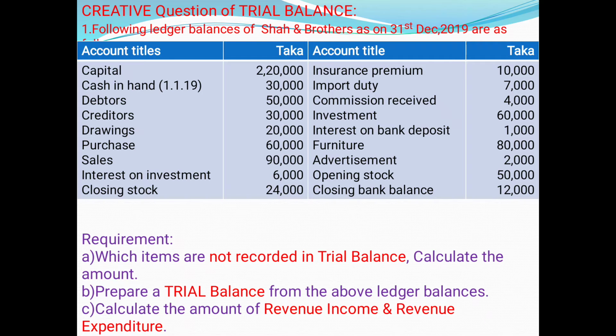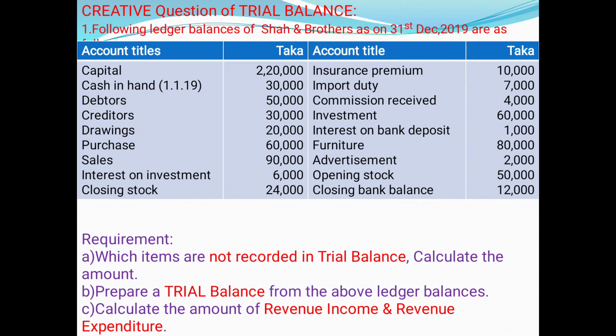At first, you have to write all the information of this system in your accounting practice copy. Creative question of trial balance. Following ledger balances of Shah and Brothers as on 31st December 2019 are as follows.